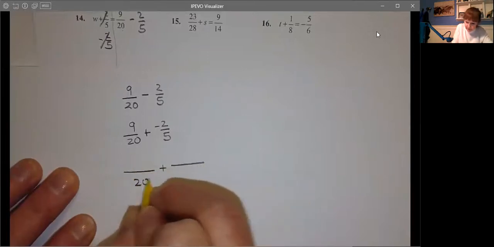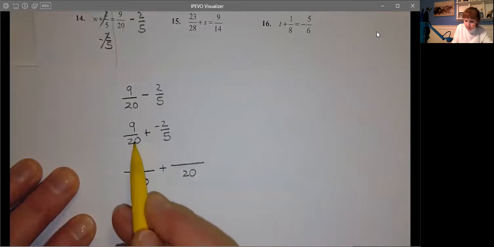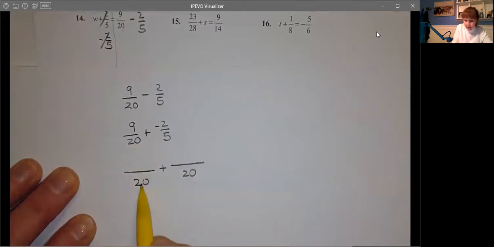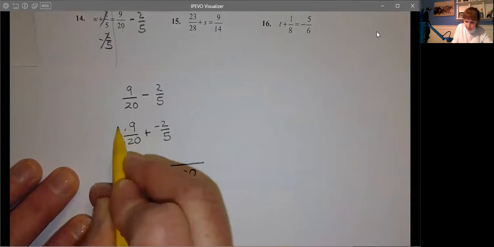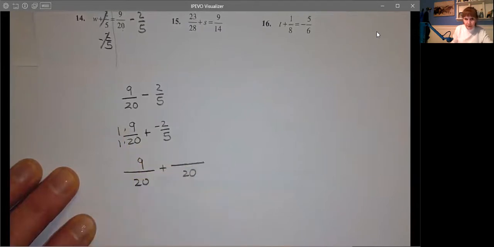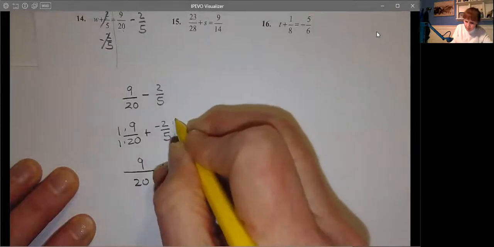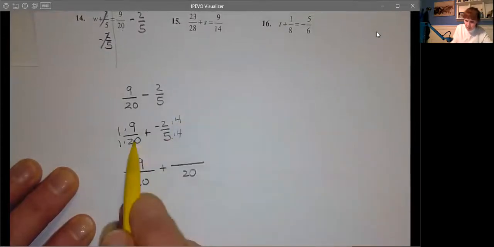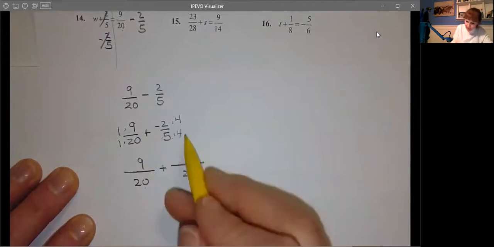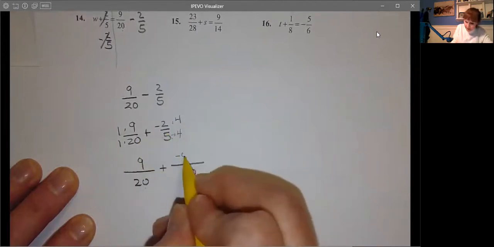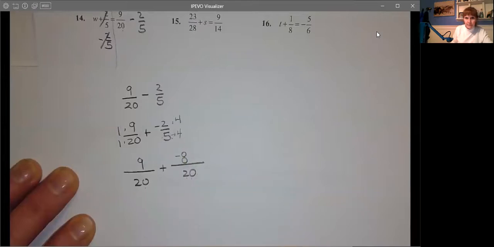To go from here to here, you multiply by 1. To go from 5 to 20, you multiply by 4, because 20 and 5 both go into 20. So you get 9/20 and a -8/20. So this gives you 1/20. All righty. So that's how you would do these right here.